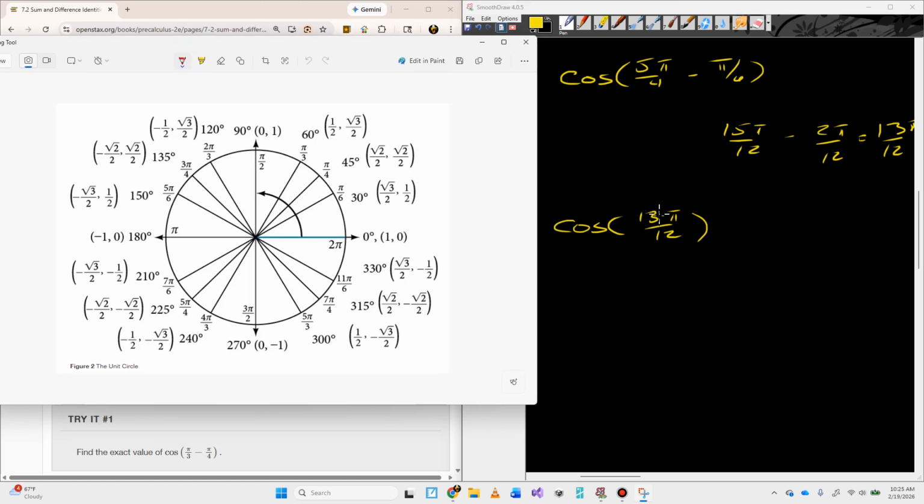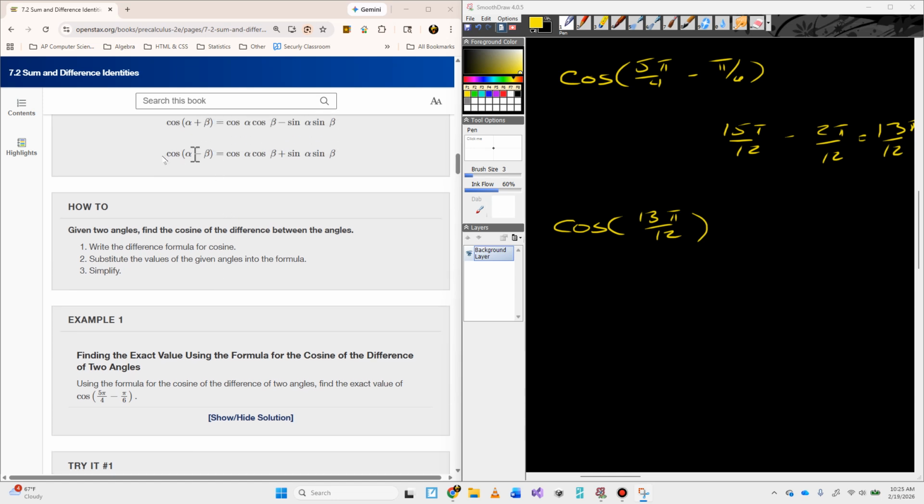But there is, if I were to split this into 5 pi over 4, well, that's right here, and into pi over 6, that's right here. I have exact answers for 5 pi over 4, and I have exact answers for pi over 6. So I can go ahead and use this formula up here in order to actually get the cosine of 13 pi over 12. And so I write down a few pieces of information. I need to know what the cosine of 5 pi over 4 is. I need to know what the cosine of pi over 6 is. I need to know what the sine of 5 pi over 4 is. And I need to know what the sine of pi over 6 is.